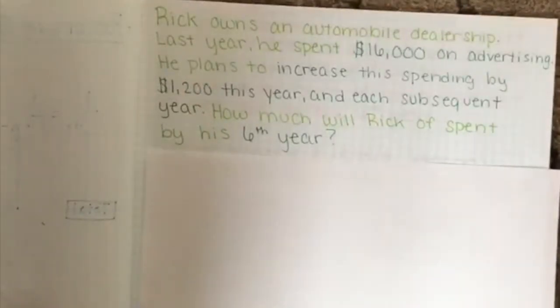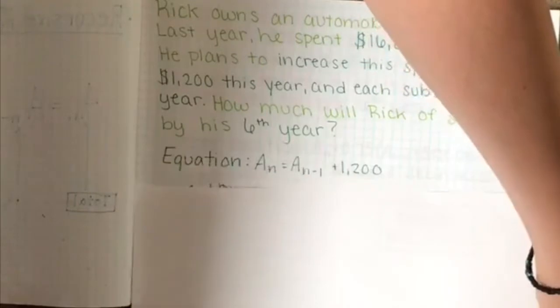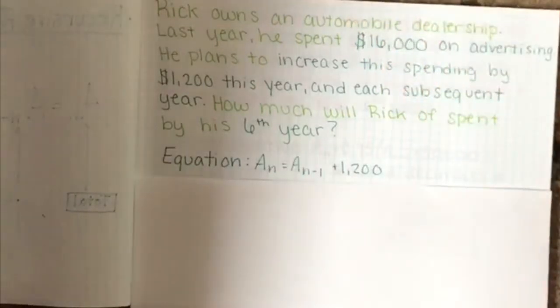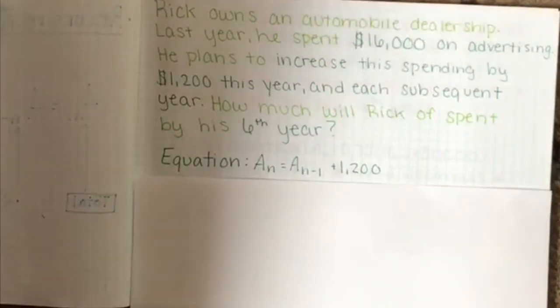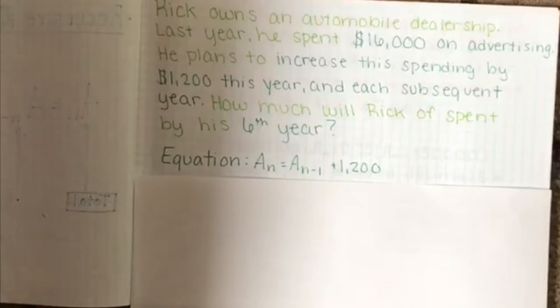Rick owns an automobile dealership. Last year, he spent $16,000 on advertising. He plans to increase this spending by $1,200 this year and each subsequent year. How much will Rick have spent by the 6th year? This is pretty easy. First set up your equation: A sub n equals A sub n minus 1 plus 1200, because this is the amount he wants to increase by.